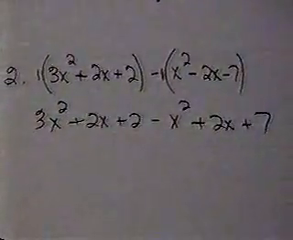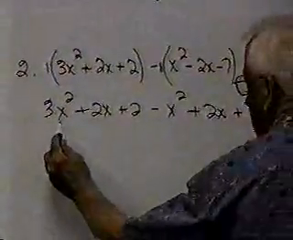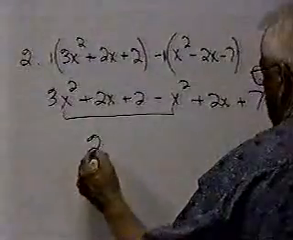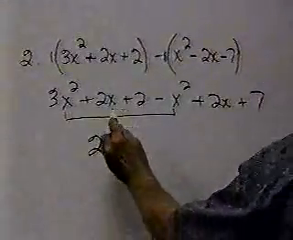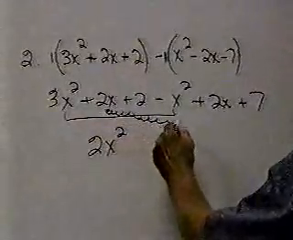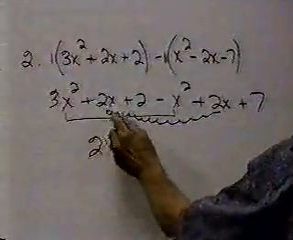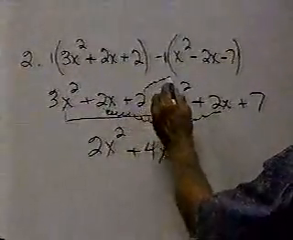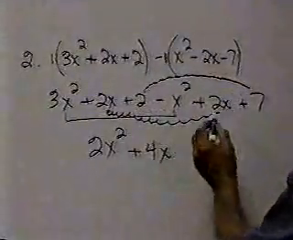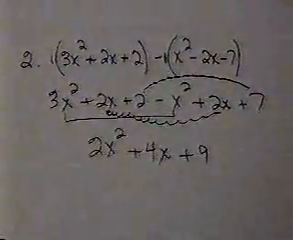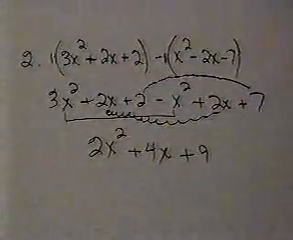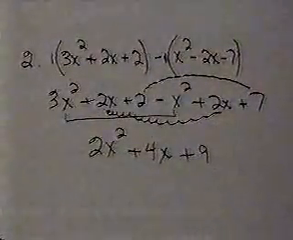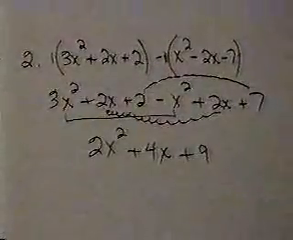Now, remember, add apples to apples, oranges to oranges. So x squareds added to x squareds. That's 3 of those, minus 1 of them, so that's 2 of those. And then we're going to take x's. We have 2 x's here and 2 more x's, which makes 4 x's. And then we have numbers. Plus 2 and plus 7 is plus 9. So the point is, remove parentheses, add apples to apples, oranges to oranges, and so on and so forth. All right, let's look at another example.